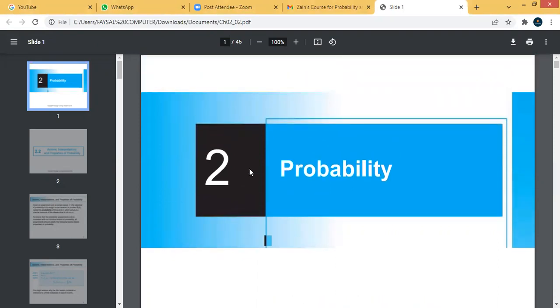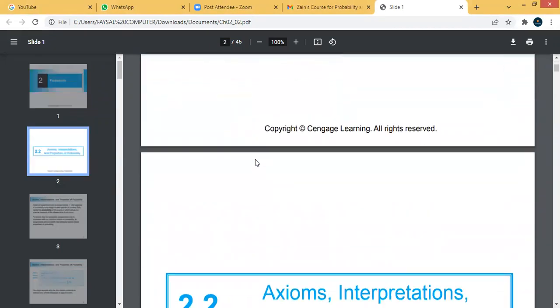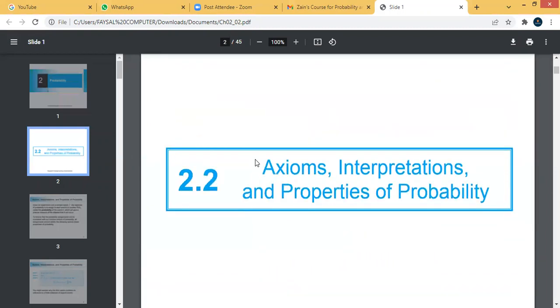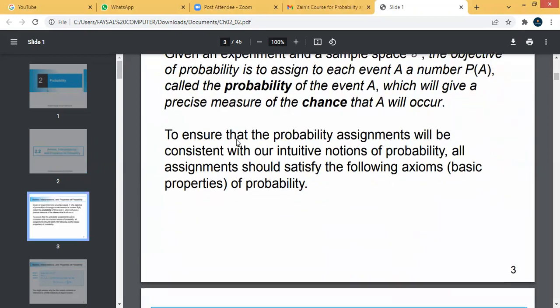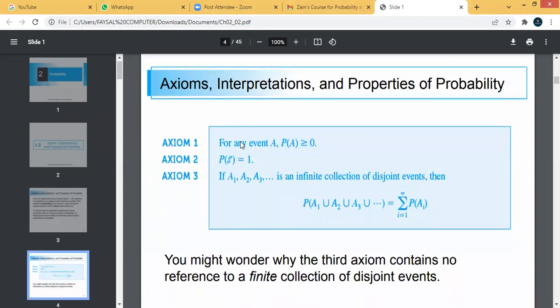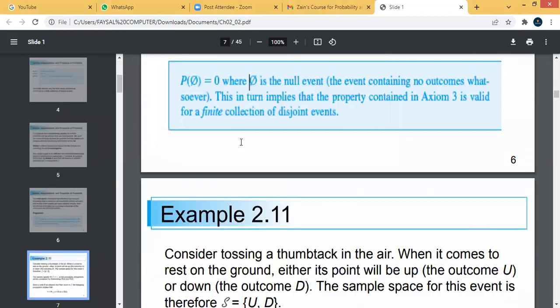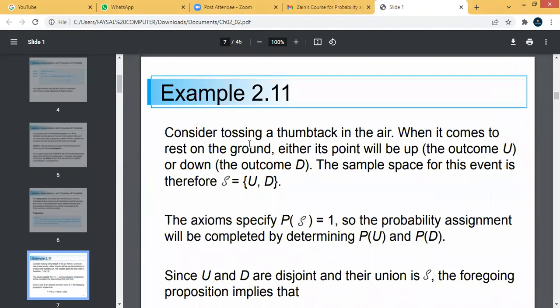Let's start with probability, chapter number 2. So in chapter number 2, we will go to the numerical part. Basically, this part is axioms, interpretation and properties of probability. I will just summarize all these things: what axioms basically are, and then go to the numerical part. Where are the examples? Yes, example 2.11. This is the first example.